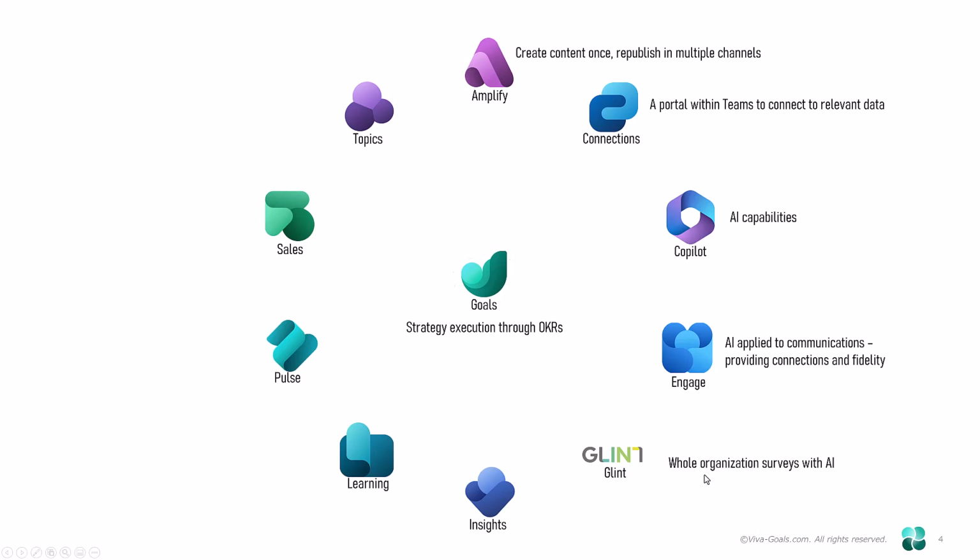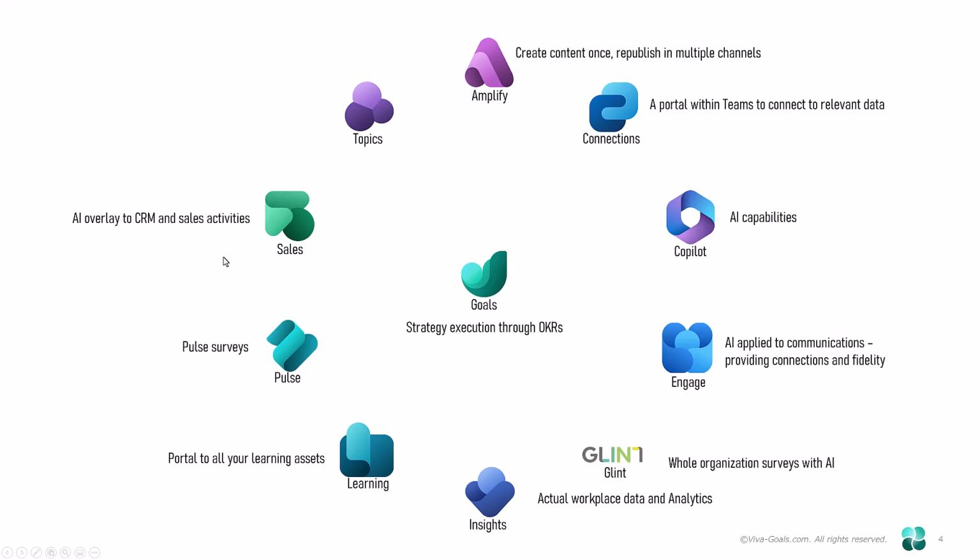Glint is an organization-wide survey tool that has AI analysis built into it already. Insights allows actual workplace data and analytics to be included. So where Glint goes out and does a survey and you tell it what your opinions are, Insights takes a look at the behaviors of employees to see if it models and matches what the surveys are telling us. Learning is kind of a portal to all your learning assets and LMSs. Pulse is a pulse survey instrument.